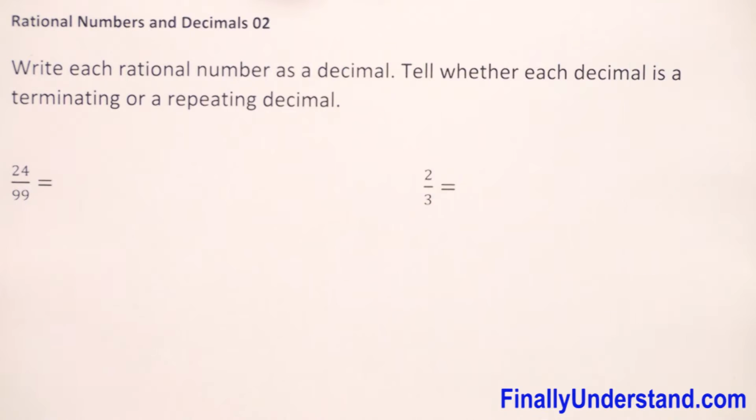Write each rational number as a decimal, and tell whether each decimal is terminating or repeating. So first we have to change our rational numbers to decimals. How do we do this? We will use long division.